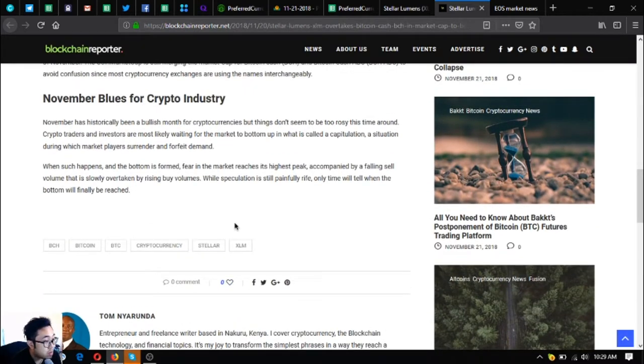So, November blues for the crypto industry. November has historically been a bullish month for cryptocurrencies, but things don't seem to be too rosy this time around. Crypto traders and investors are most likely waiting for the market to bottom out in what is called the capitulation, a situation during which market players surrender and forfeit demand. When such happens, the bottom is formed. Fear in the market reaches its highest peak, accompanied by a falling sell volume that is slowly overtaken by rising buy volumes. While speculation is still painfully rife, time will tell when the bottom will finally be reached.